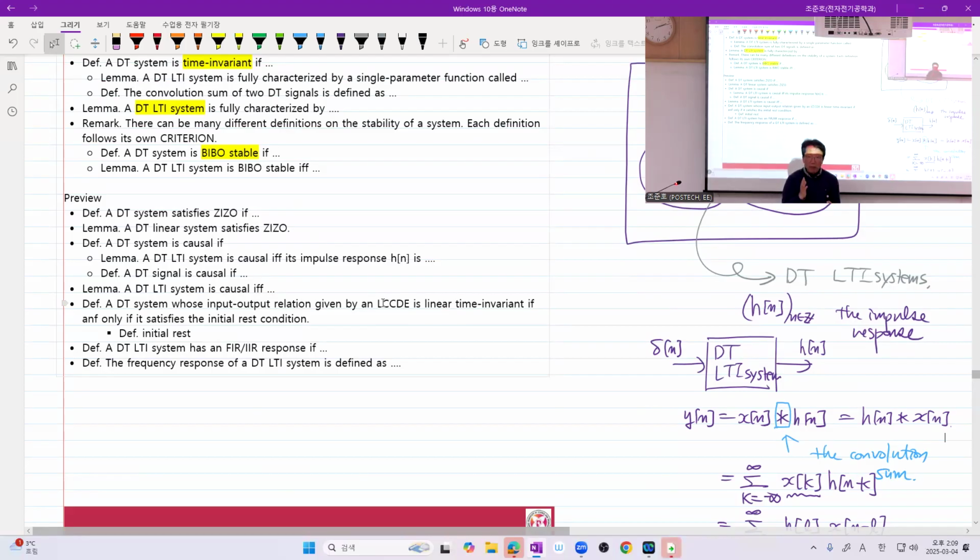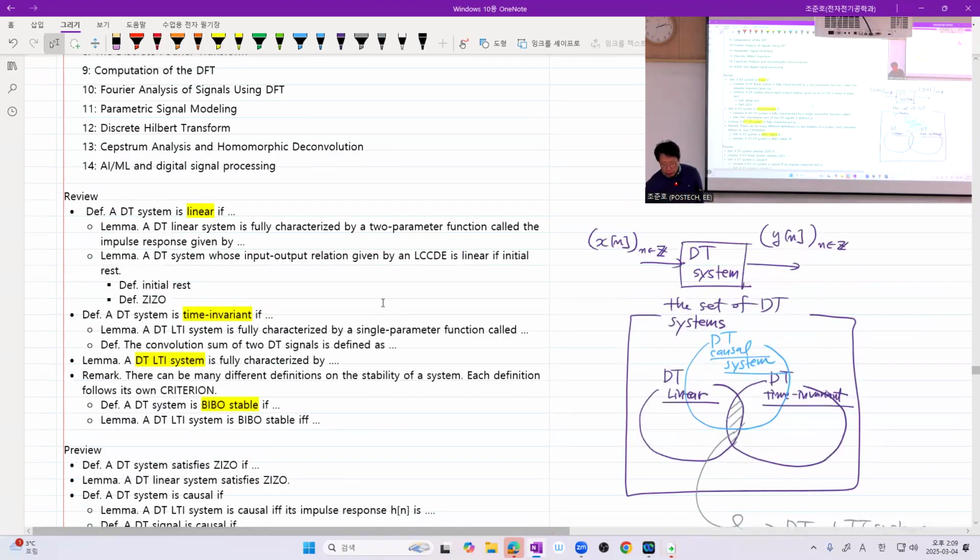You must always remember this message in this course: different implementations, hopefully resulting in the same system, may in practice behave very differently in some situations. Got it? Anyway, we focus on DT LTI systems, and the impulse response is very important.